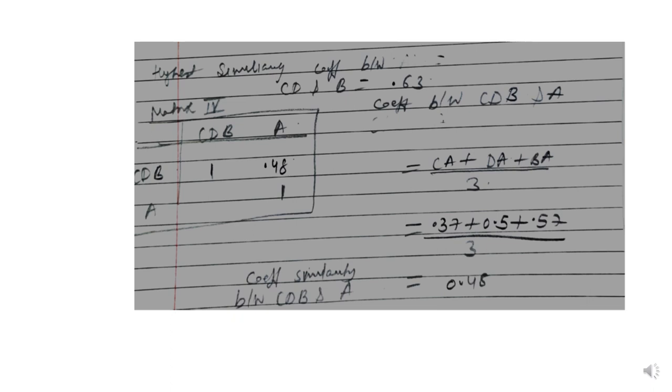So from this matrix 3 we have concluded that C and D has a similarity index with B of 0.63. So we will take it as a cluster now, and we will calculate the similarity index with A. So the similarity coefficient between CDB and A will now be the arithmetic mean of 3, because CA plus DA plus BA upon 3, and this is how we calculate, and we get the value 0.48. So this is how they are related. So A is similar at 0.48 with CDB.